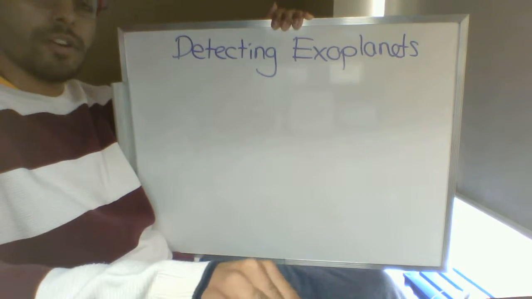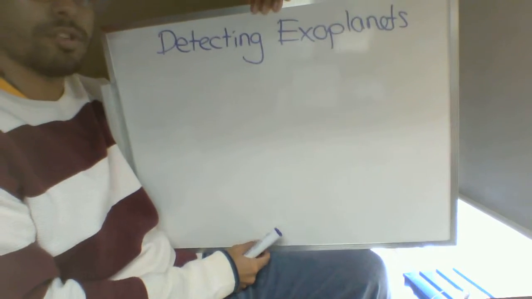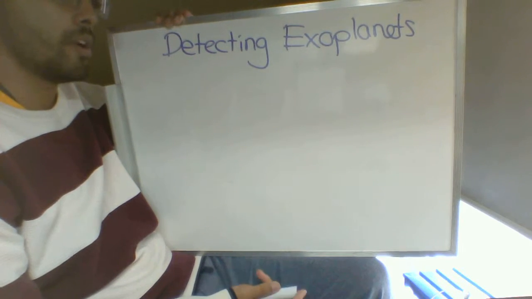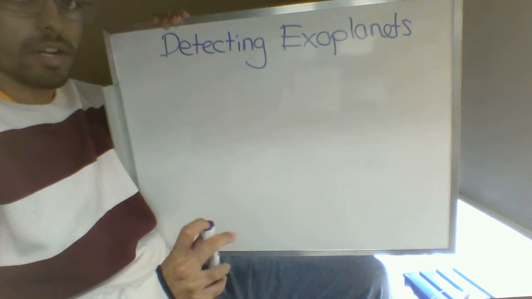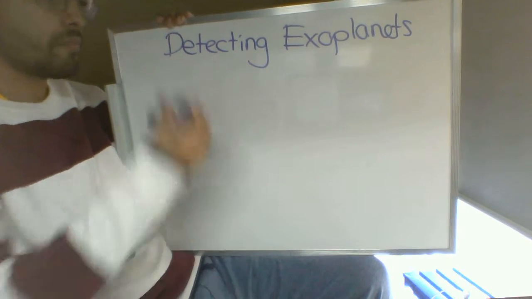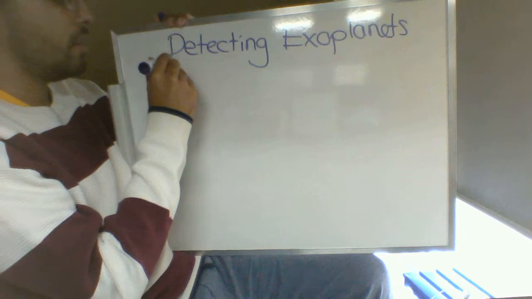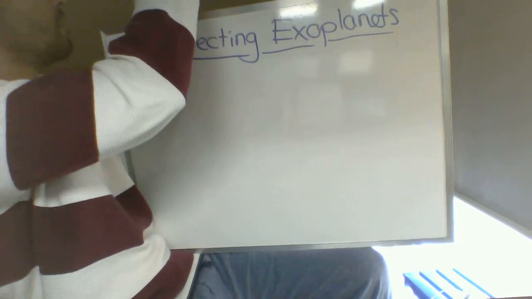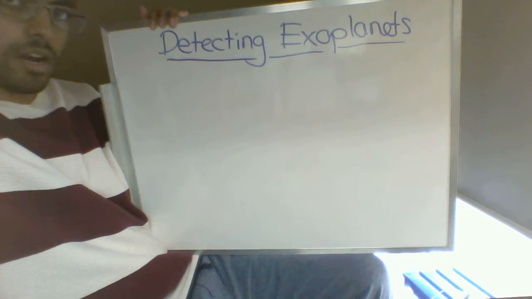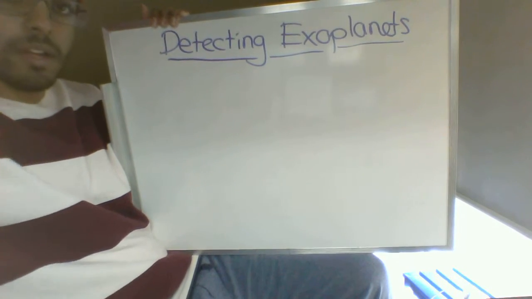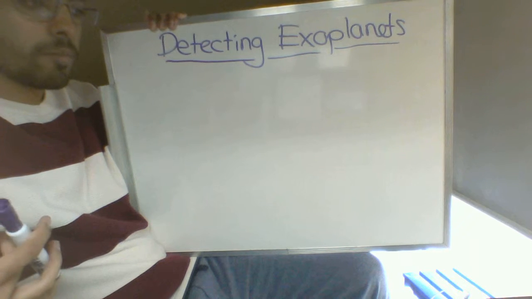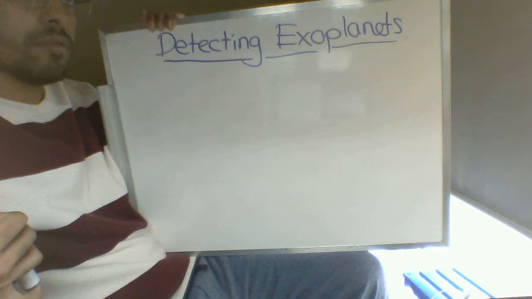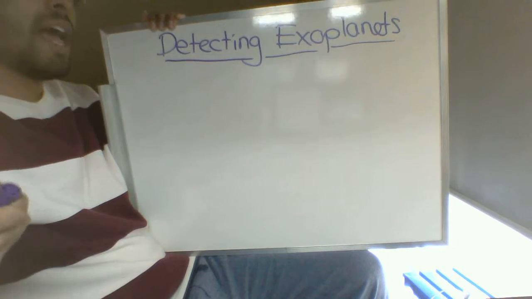Hey guys, in this video we're going to be talking about how to detect exoplanets. Alright, so in the last video we talked about what exoplanets are and why they're kind of important. Basically, they're planets that are in another solar system orbiting a different parent star, host star, whatever you want to call them. And they're important because they give us an opportunity to find planets that are potentially habitable.